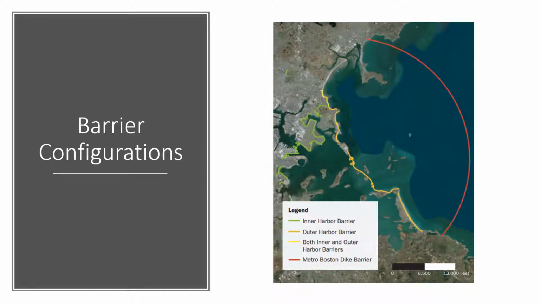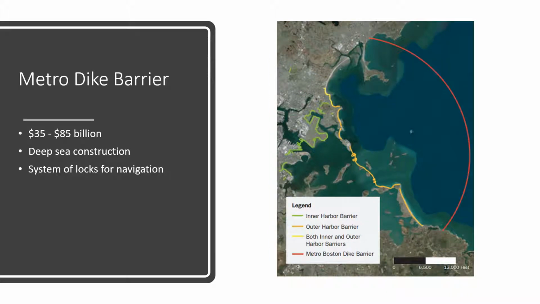So people are looking at different barrier configurations. One was what they call the Metro Boston Dike Barrier. This would be a huge, tremendously large project, basically to block out the surges that might be coming in from the ocean. There's a second, more modest one, they call it inner and outer harbor barriers. And then they're also looking at an inner harbor barrier alternative. And the Metro Dike barrier, that's this outside one. We're talking about $35 to $85 billion.